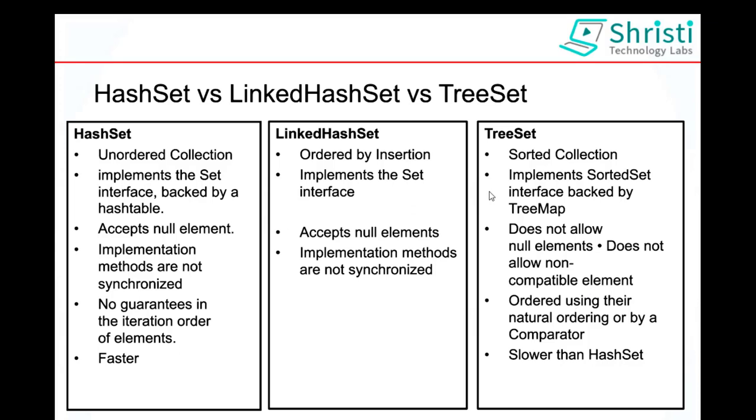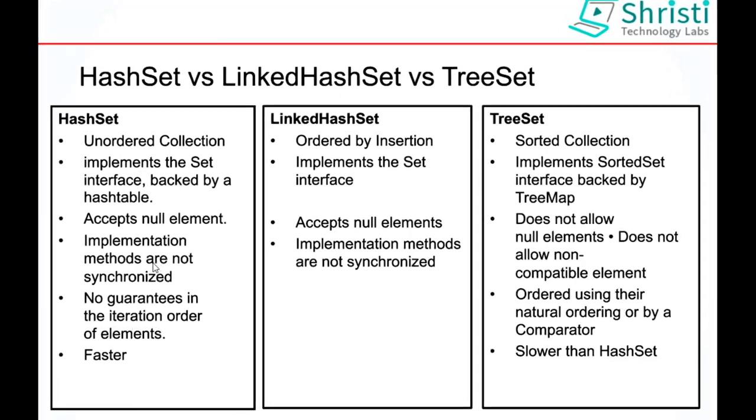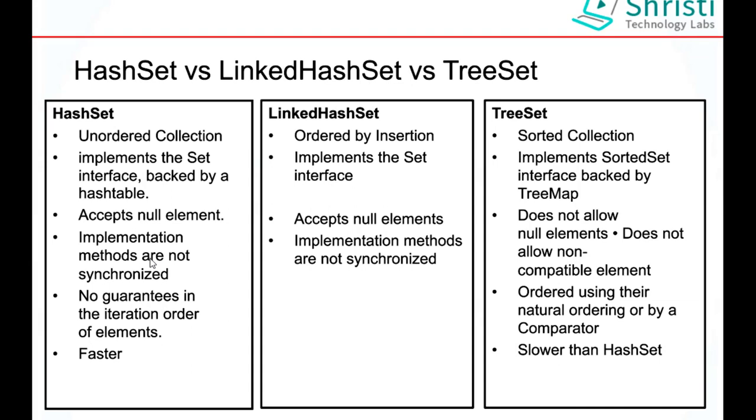Now let us see the difference between hash set, linked hash set and tree set. Hash set is an unordered collection. Then how are the elements getting added? The elements are added by their hash code value. Let me come to linked hash set. The elements are ordered by insertion. It is just similar to a linked list. In this case, it does not accept duplicates.